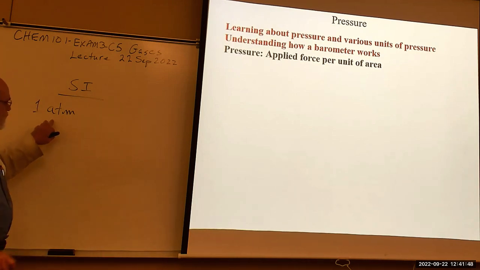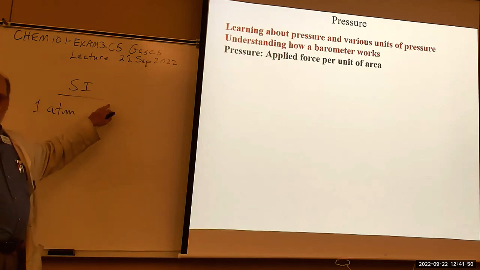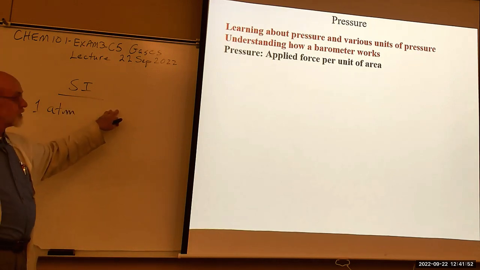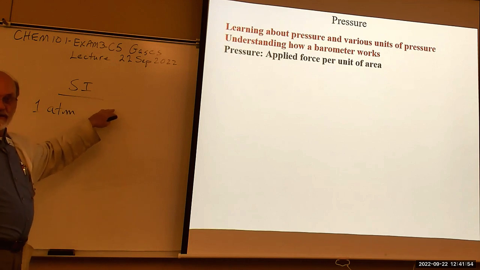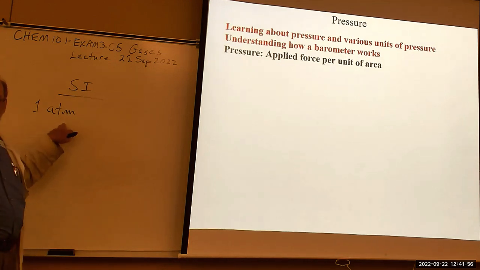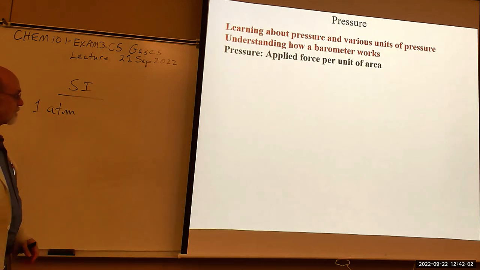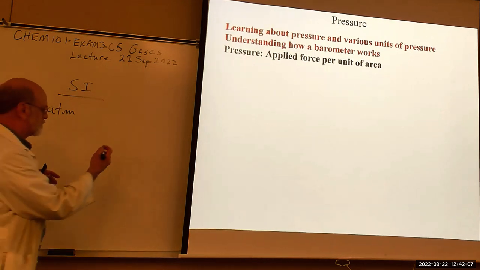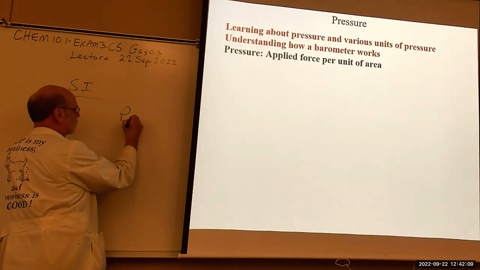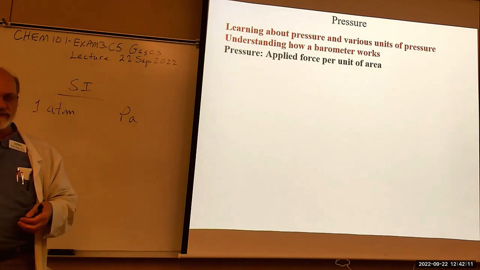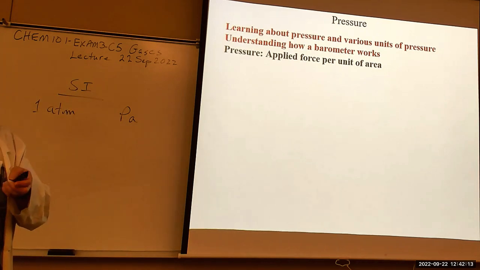The problem with this one is all the standard, the fundamental units for the SI could not easily be translated into atmospheres. In other words, you needed conversion factors that had to be empirically determined. So another unit of measure was proposed called the Pascal. And it was named in honor of a Frenchman by the name of Pascal.